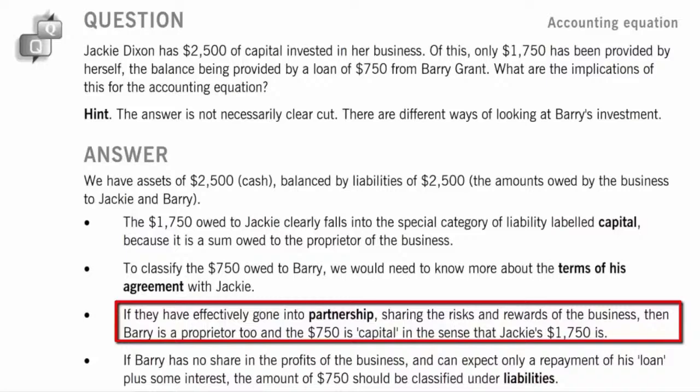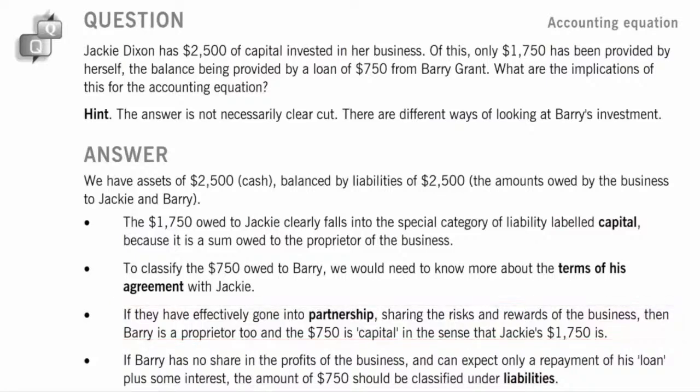In this case, Jackie's $1,750 and Barry's $750 are both classified as capital. There are no liabilities in this scenario because all of the money comes from the business's owners. So, the equation would look like this. Assets equals capital plus liabilities. Cash worth $2,500 equals capital worth $2,500 plus zero liabilities.